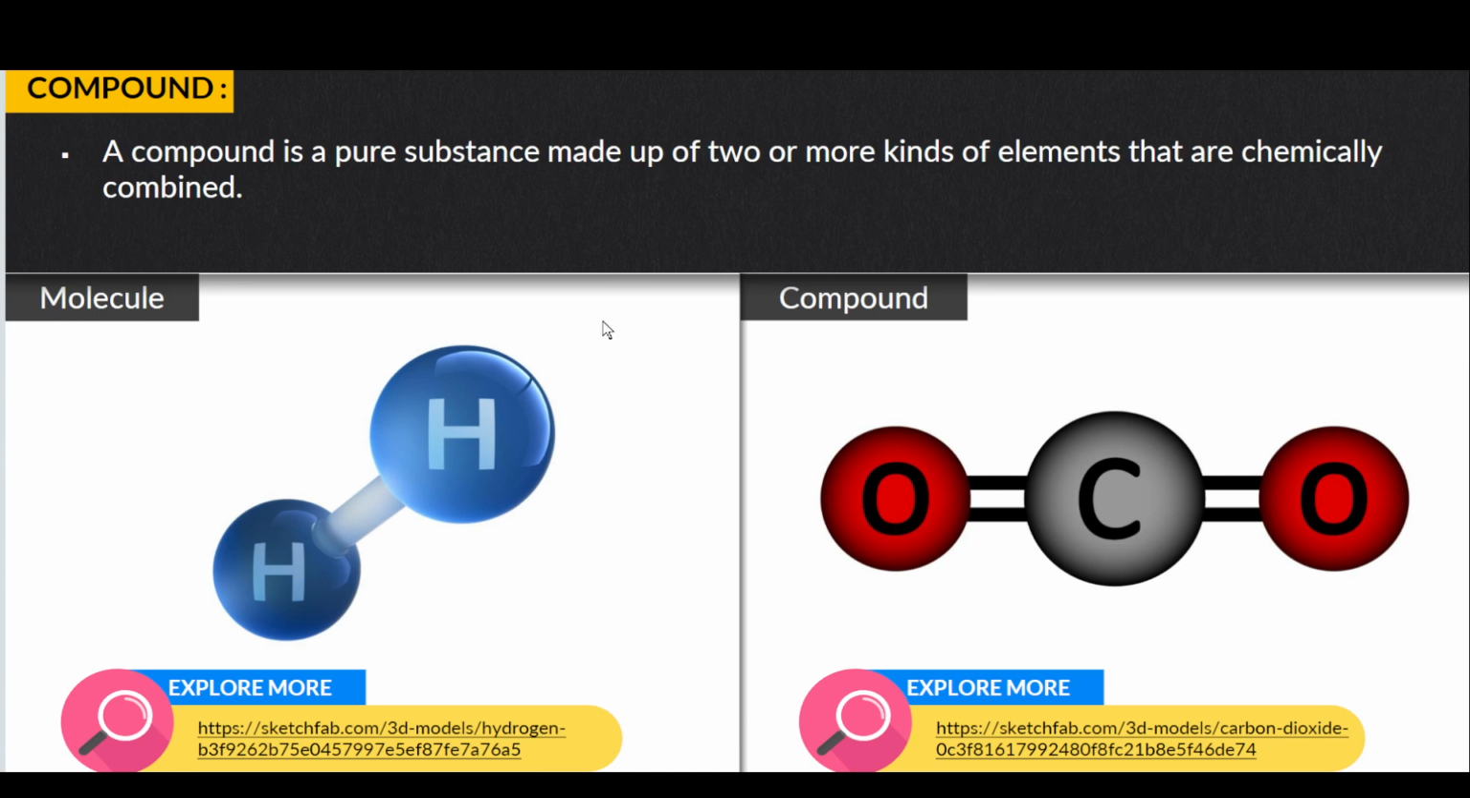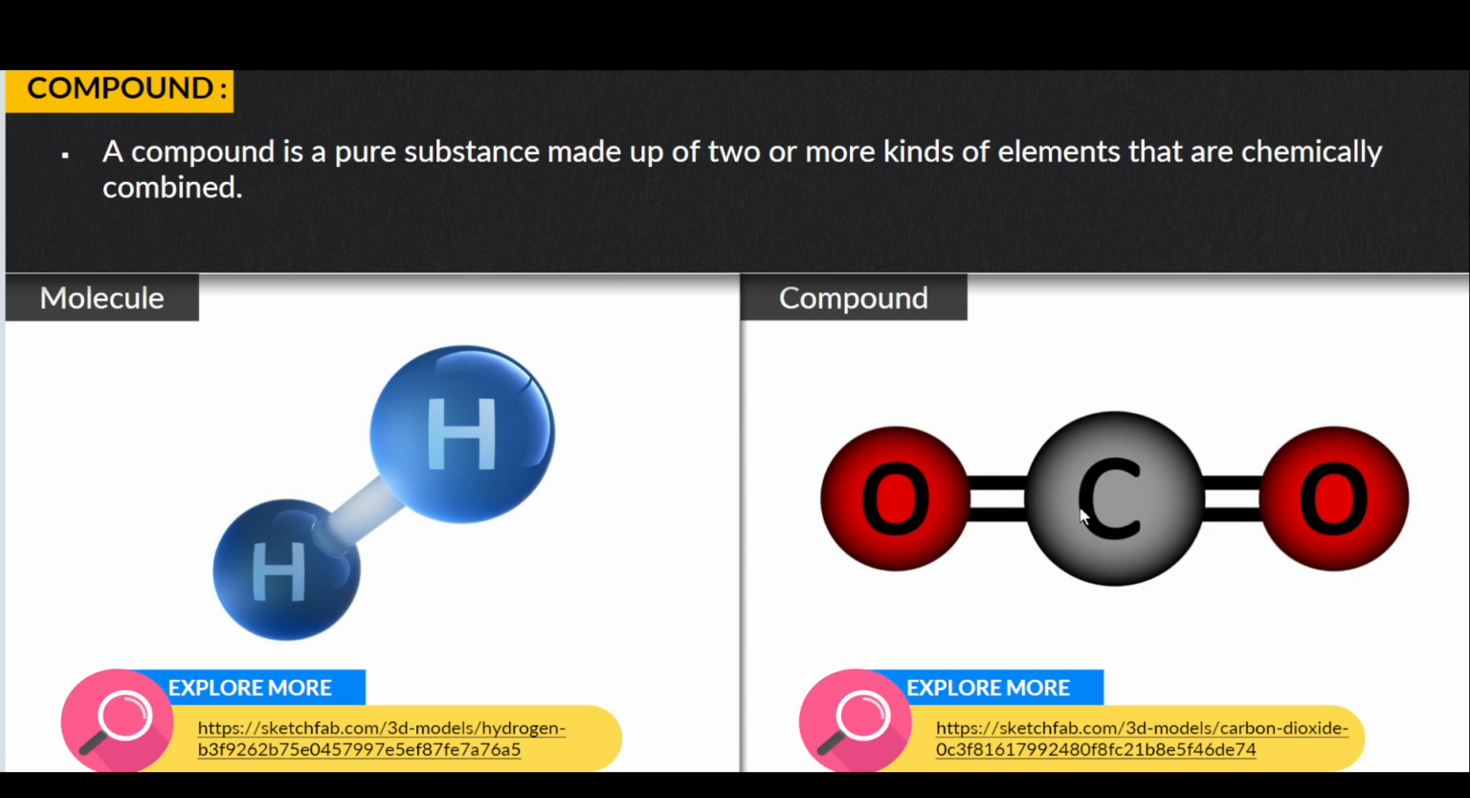Like here, this is a molecule, H2, which is hydrogen gas. This is a compound where we have a carbon and two oxygen atoms, which is carbon dioxide. Okay, so there we have the same atoms and they are chemically combined. By chemically combined, I mean there is a chemical bonding between these two atoms, and this is a compound, where again there is a chemical bonding between carbon and oxygen, which is forming carbon dioxide.